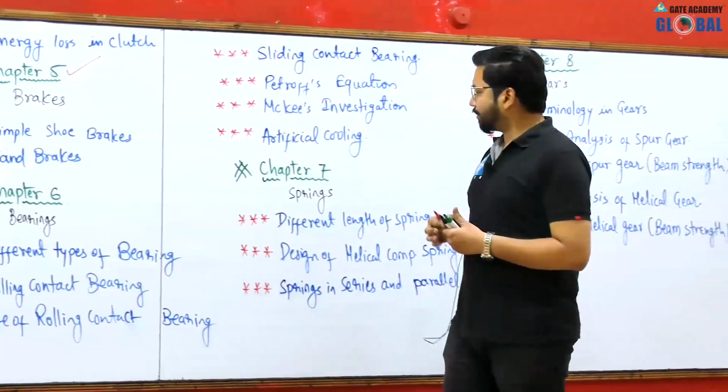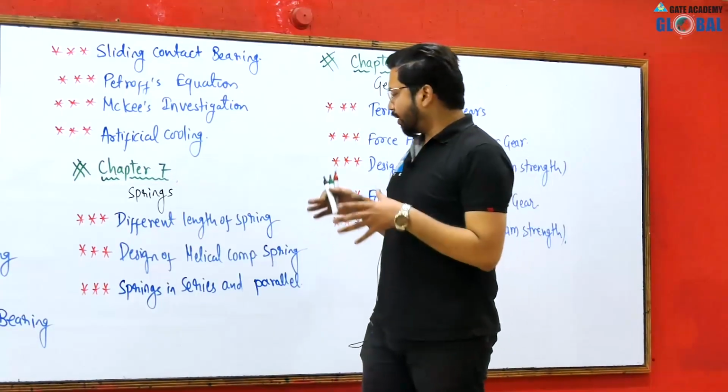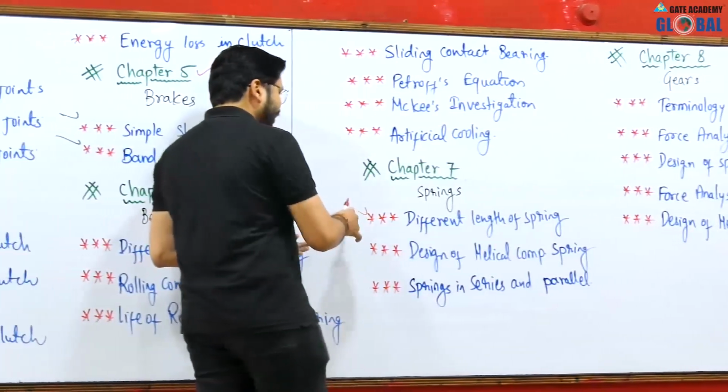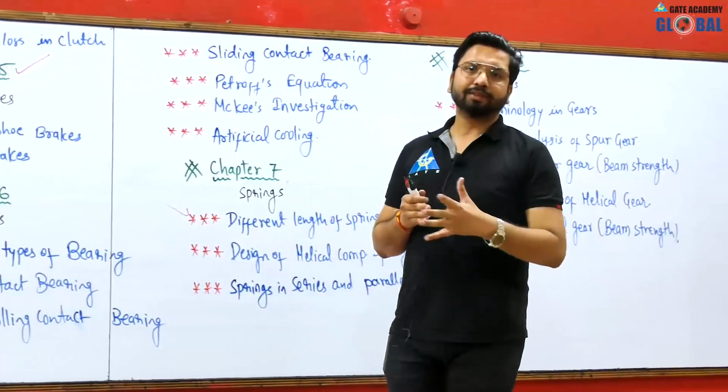Then after completing chapter number 6 we will move on to chapter number 7. We will be discussing only the helical compression spring. I will be telling you the different lengths of the helical compression spring, that is the free length, compressed length, and solid length. These things will be discussed.